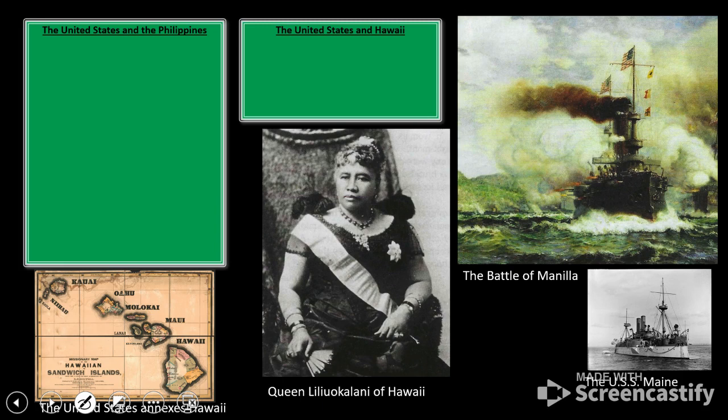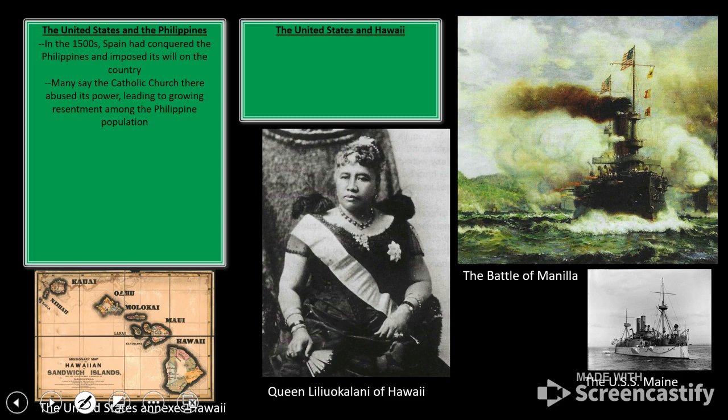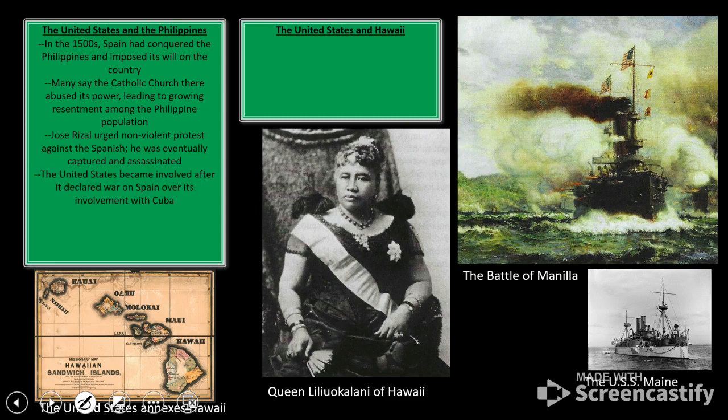The United States will become involved as an imperial power as well. By the 1500s, Spain had actually conquered the Philippines and imposed its will on the country. The United States is eventually going to annex the Philippines in this chapter. But many people say that the Catholic Church there abused its power, leading to growing resentment among the Philippine populations. Jose Rizal urged nonviolent protests against the Spanish, but he was eventually captured and assassinated. So the population of the Philippines is trying to oust the Spaniards.